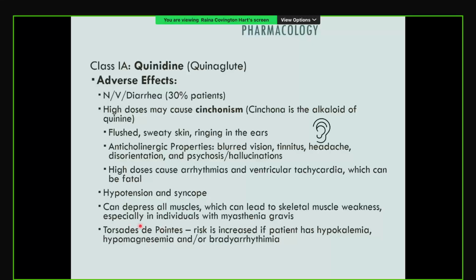Some of our medications are also just more prone to causing torsades in some of our patients. So these things are dose related, big thing, and they're reversible. So understand these side effects.